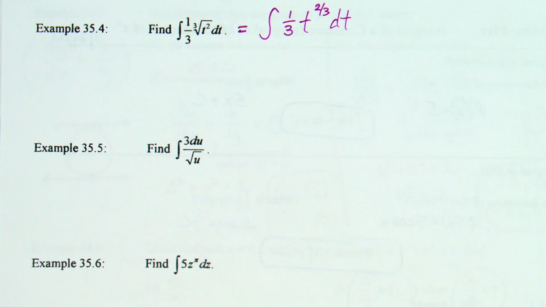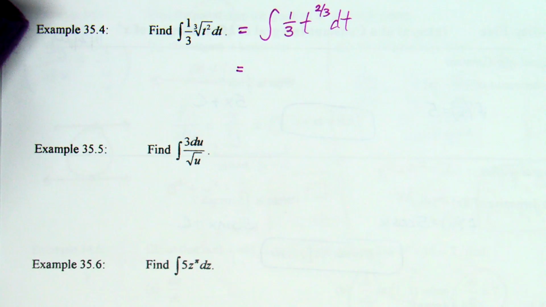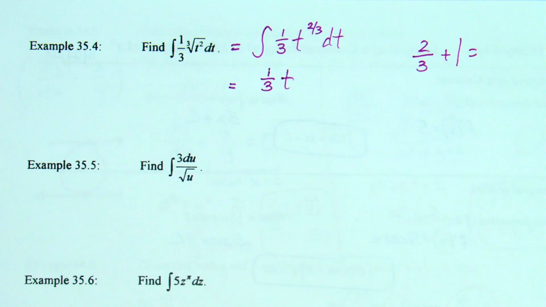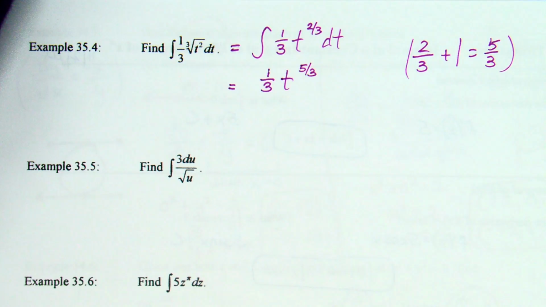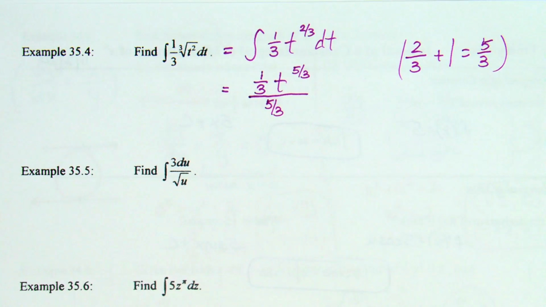Okay, tell me what I'm going to do. Okay, so we have 1/3 t to the, and as Nathan said, we're adding 1 to 2/3. What is 2/3 plus 1? 5/3. It's 1 2/3 if you want, but when we make that improper, it is 5/3. So that means my new exponent here is 5/3. And so what did he say we're also going to do? Yeah. He said divide the 1/3 by 5/3. I'm dividing the whole thing by 5/3. Same idea.